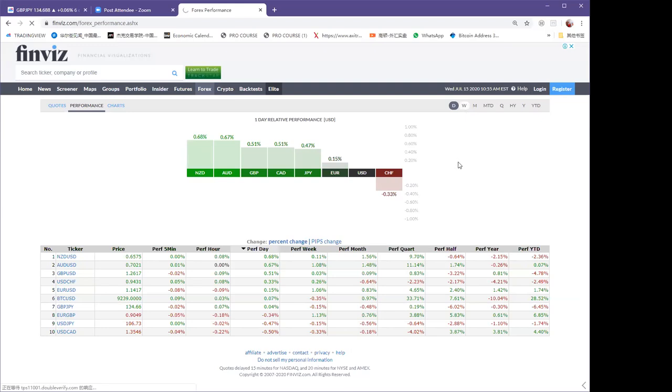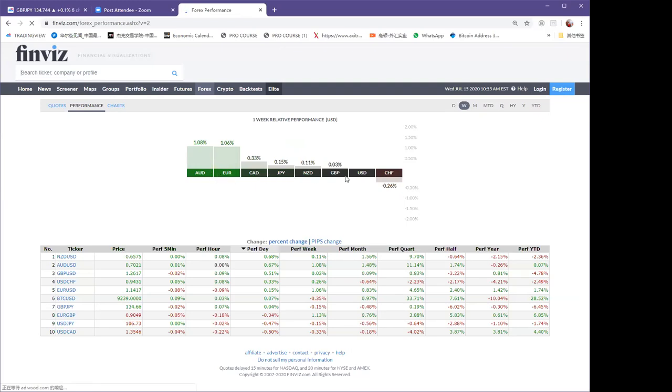In the weekly chart, Aussie is strong, Euro is strong. Yen is in fourth. Monthly wise, the yen is weak. So yen is still quite weak, but sterling already moves up. Sterling moves up in the weekly.